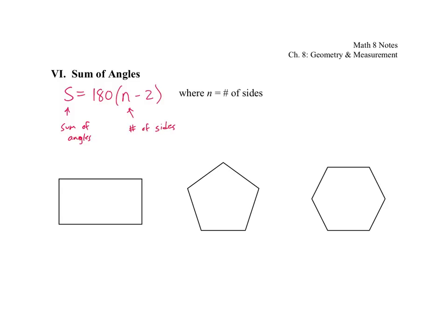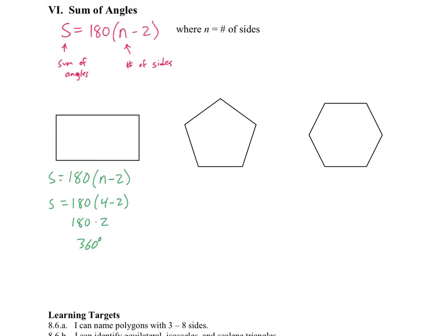If you wanted to do this, for this rectangle here, it's S equals 180 times n minus 2. Well, that's going to be 180, and the number of sides is 4, so it ends up being 180 times 2, or 360 degrees. Slide that up a little bit.